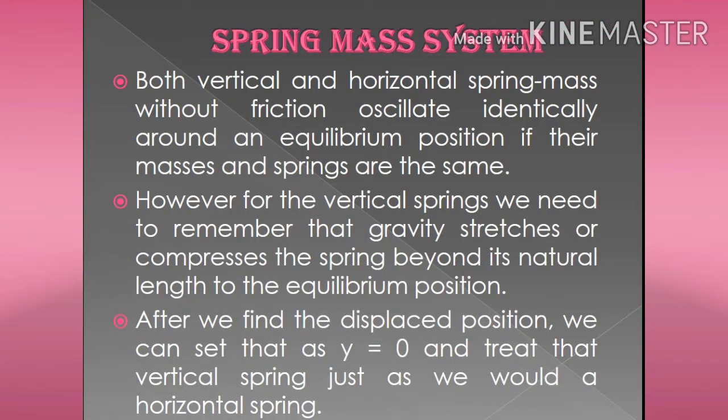Under the simple harmonic motion, we have the spring mass system, which means both vertical and horizontal spring mass systems without friction oscillate identically around an equilibrium position if their masses and the springs are the same. However, for the vertical spring, we need to remember that gravity stretches or compresses the spring beyond its natural length to the equilibrium position. After we find the displaced position, we can set that as y is equal to 0 and treat that vertical spring just as we would a horizontal spring.